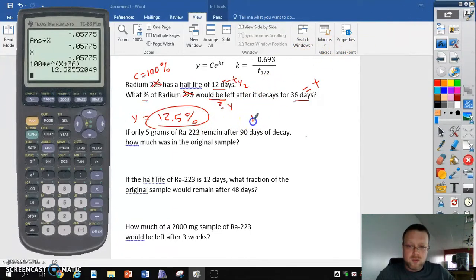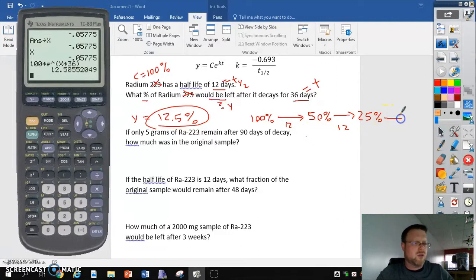If you started with 100% and the half-life is 12 days, after 12 days, how much would be left? Well, again, the half-life is the amount of time it takes for half of what you started with to decay. So half of what I started with would be 50%. That's after 12 days. What about after another 12 days? Well, it's going to get cut in half again from 50 to 25%.